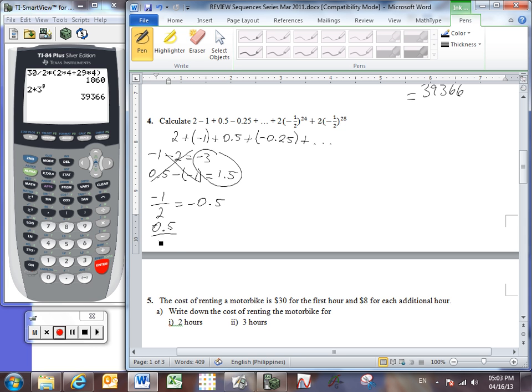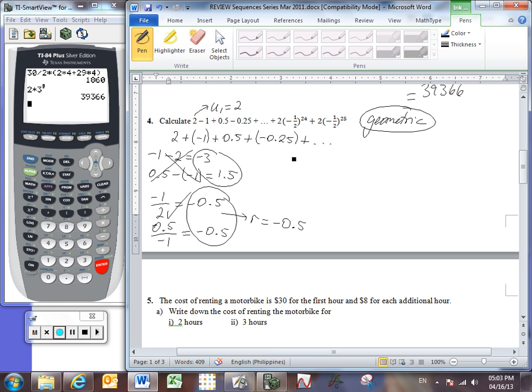0.5 divided by the term in front also gives you negative 0.5. These are equal, so it is a geometric sequence, and I'm just going to write that down for myself so that I use only geometric formulas for the rest of this question. Now at this stage I can see only that u1 is equal to 2, and I've also established that r is equal to negative 0.5.